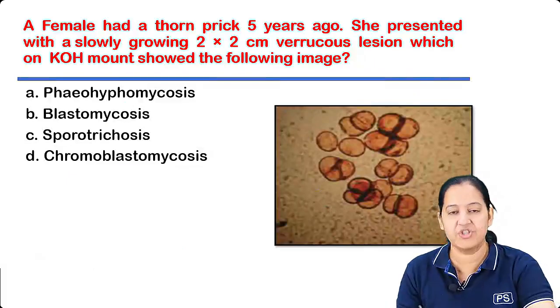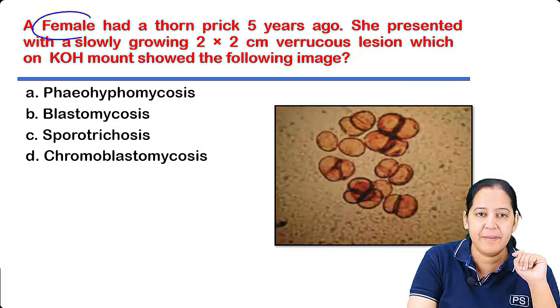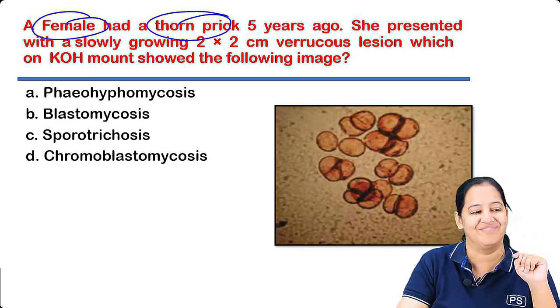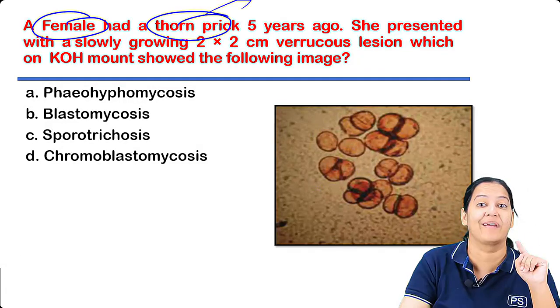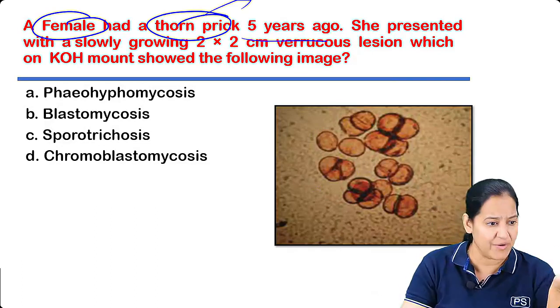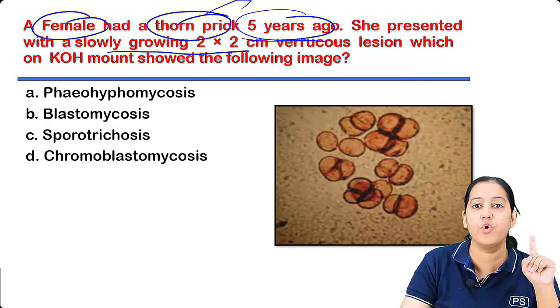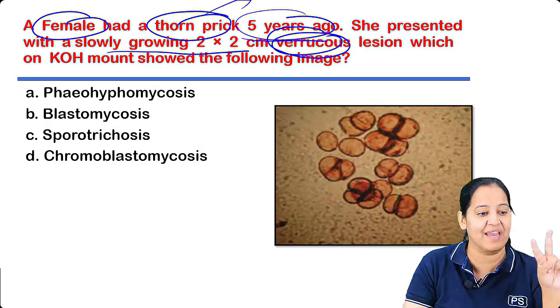Okay, read the question, tell me the answer. There is a female, okay? Take the clues. There is a female having thorn prick. So the first clue I got is thorn prick. Five years ago. It's a chronic disease, not acute. Now she presented with a slowly growing 2x2 verrucous lesion. My second clue is verrucous.